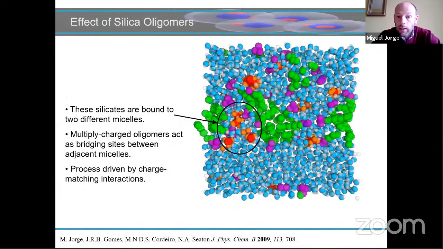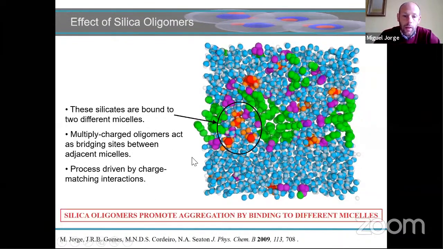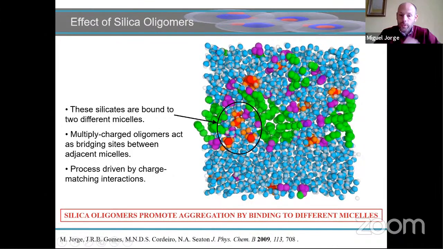And this is atomistic, so we can do back mapping, and we can look at what this actually looks like at the atomistic level. And we can see that this is exactly what's happening. These silicates are now interacting with two different micelles and bridging them together. And so the whole process is driven by these charge matching interactions, so balancing the charge at the surface of these micelles.